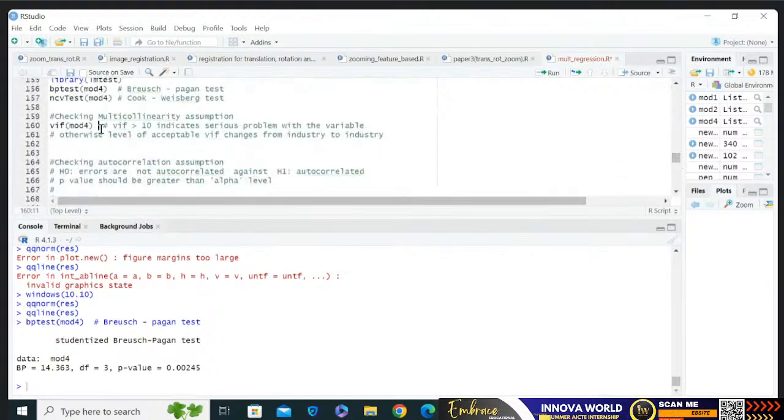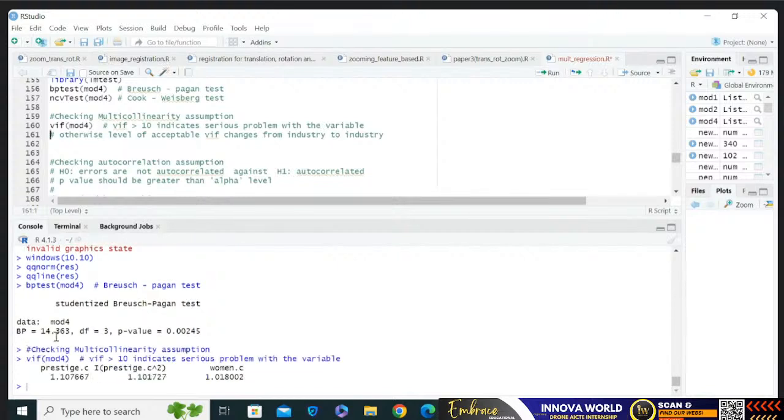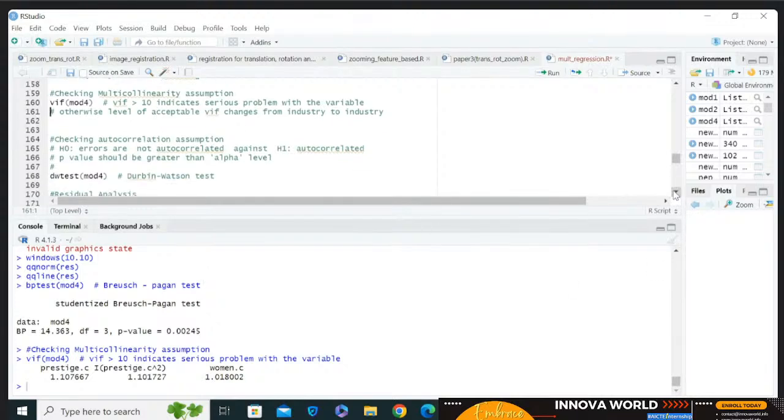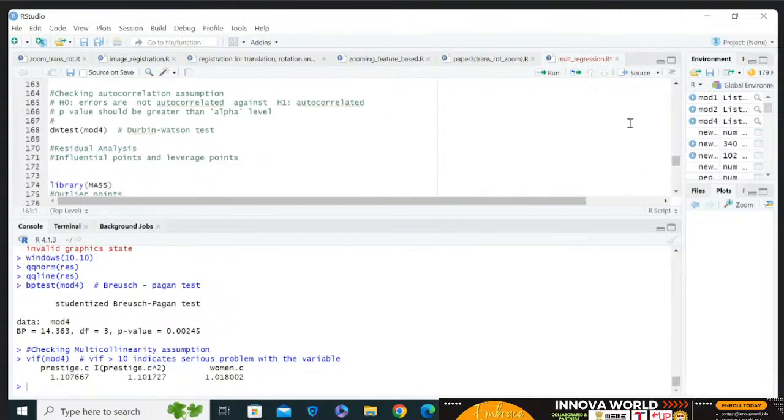So let us run this. As we can see, for each variable used in this model 4, the prestige.c, the square of prestige.c, and the women, the VIF value is very small. So these are not causing multicollinearity. If it is greater than 10, then it is causing a serious problem, as far as the literature is concerned.